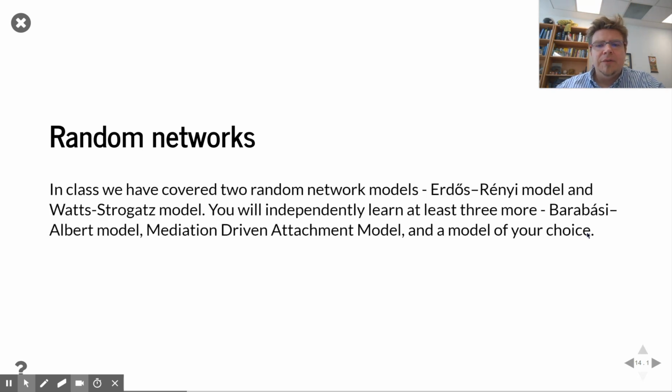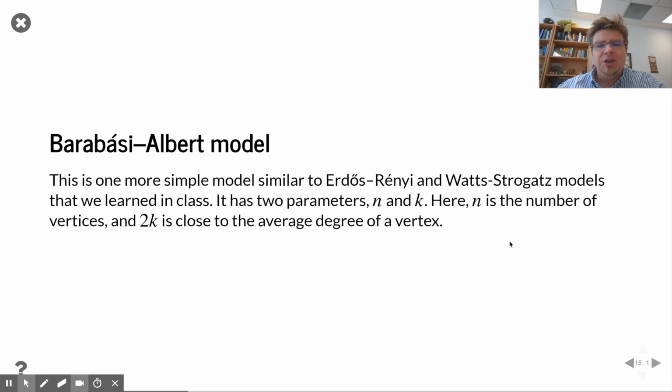So in class, we covered two random network models, and while working on the project, you are going to learn at least three more. So now I am going to explain one of them. It is the Barabási-Albert model, also a very famous model. So the Erdős-Rényi, the Watts-Strogatz, and the Barabási-Albert are the three very widely cited and very famous random network models.